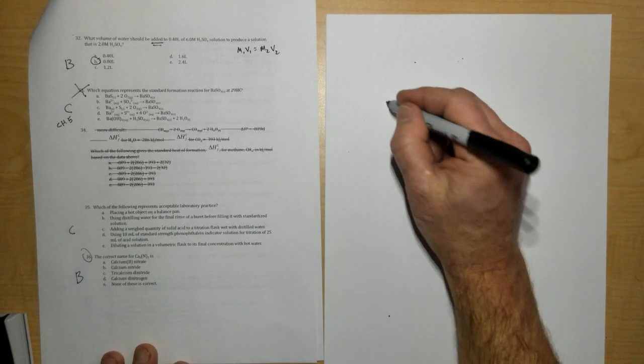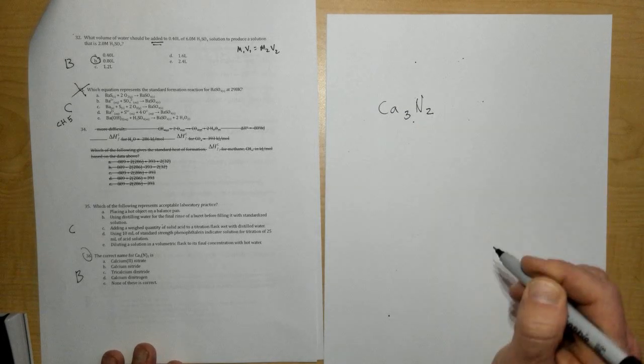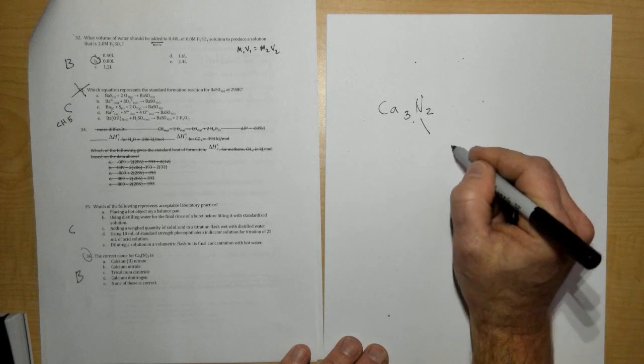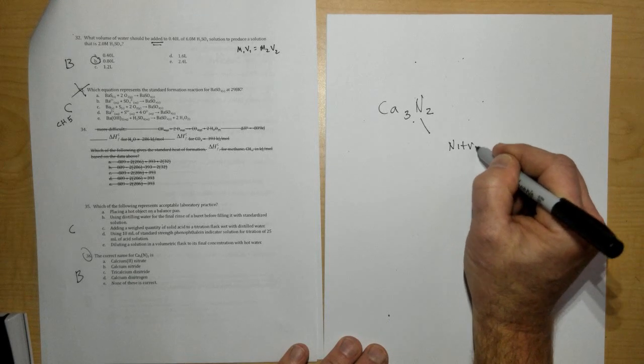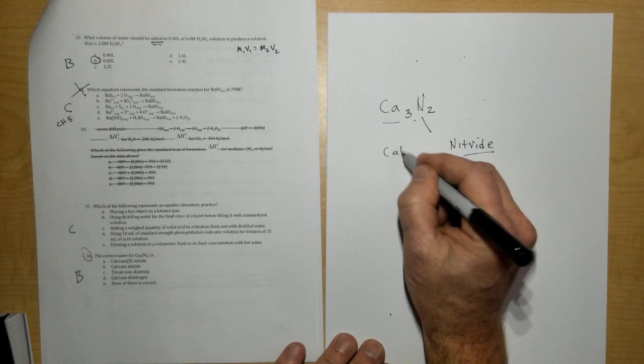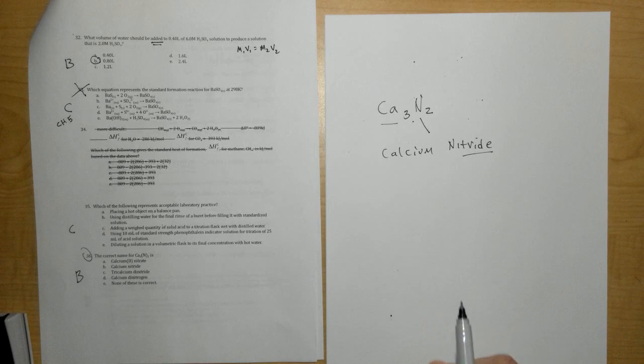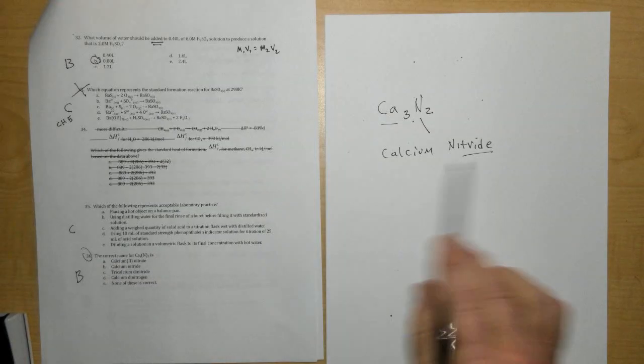And then number 36, the correct name for Ca3N2 is, so this is a single element, so it's going to be called nitride. It's going to end with an IDE ending. And this is going to be called calcium because it's an element in the periodic table in group 2 right here. And so calcium nitride would be letter B.